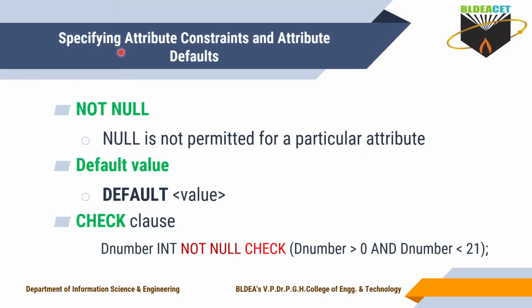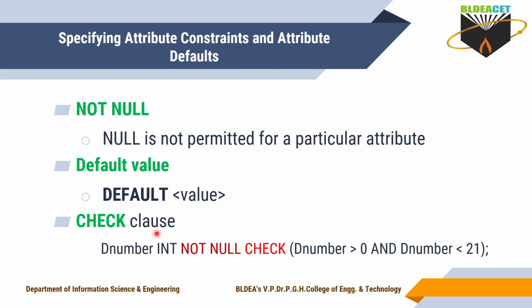Next is specifying attribute constraints and attribute defaults. Even for the attributes you can specify constraints. One is NOT NULL. If you use NOT NULL, it indicates that null is not permitted for that particular attribute. For any attribute with the NOT NULL constraint, you must enter a value. Or you can also set a default value for your attributes. If no value is entered for the attribute, then using DEFAULT and giving the value, it automatically takes the default value.